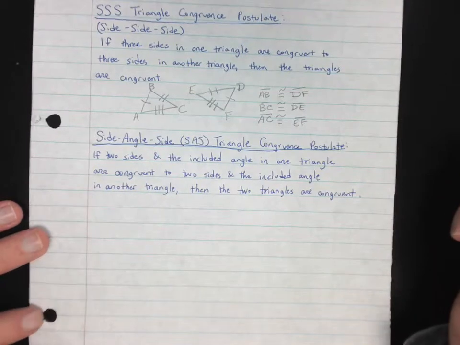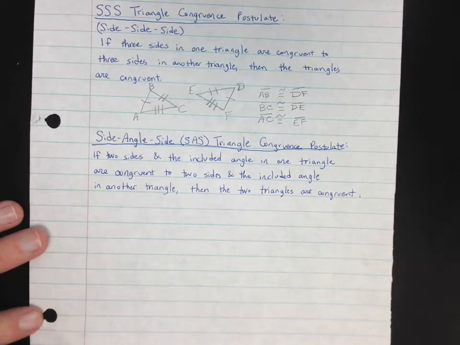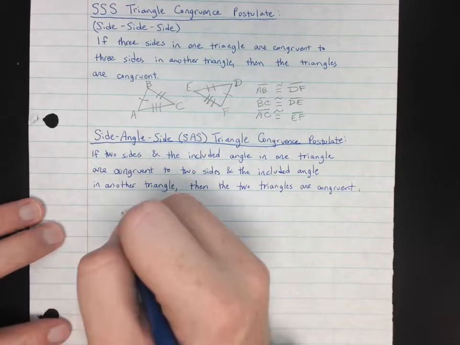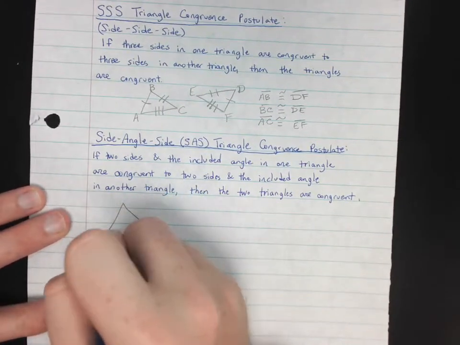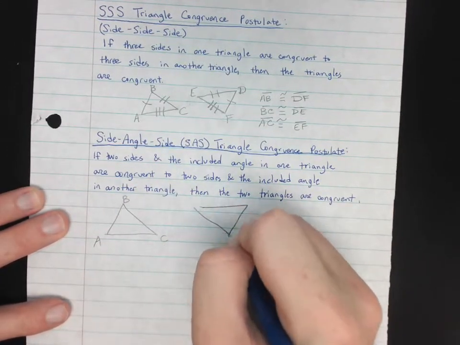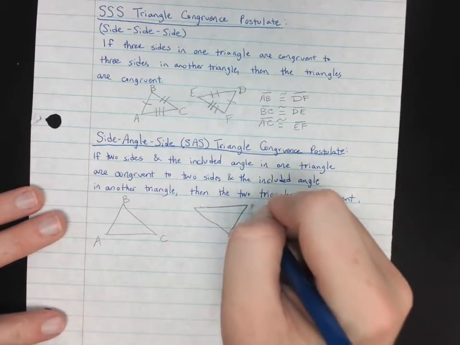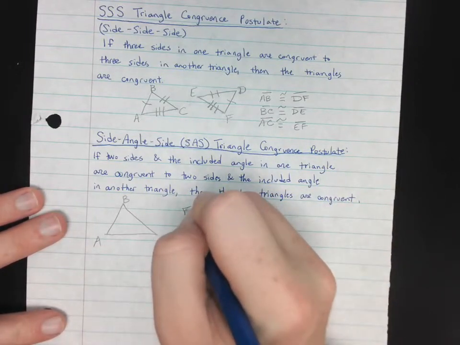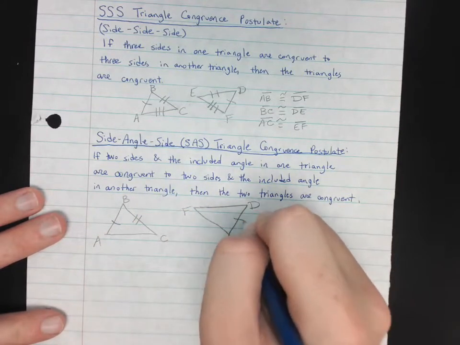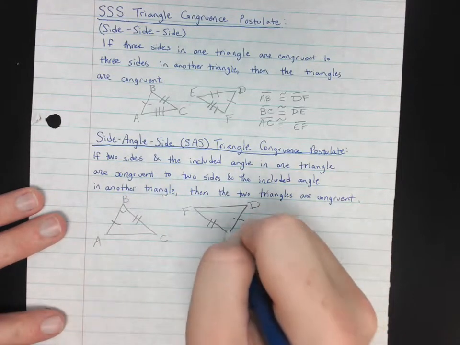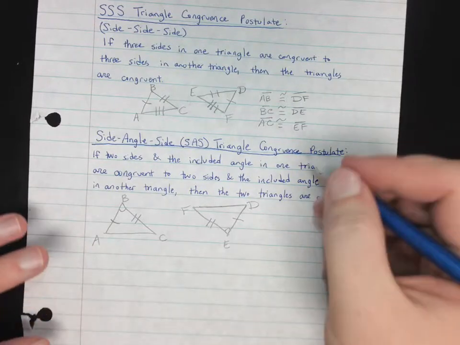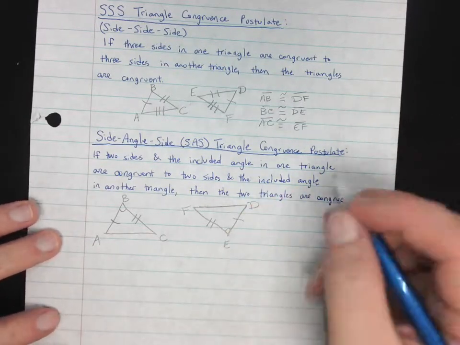Next, side-angle-side, SAS. If 2 sides and the included angle in one triangle are congruent to 2 sides and the included angle in another triangle, then the 2 triangles are congruent. So if I have triangle ABC, let's see if we can get our letters right this time, and triangle DEF, if I know 2 sides and the included angle, the included angle is the angle that's represented by the 2 sides that are in question here, and in this case that are congruent.